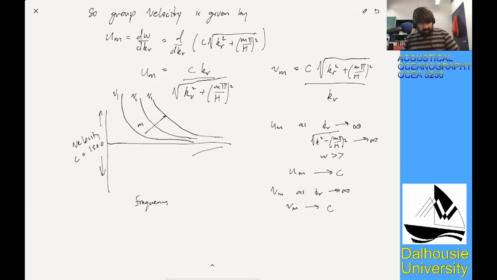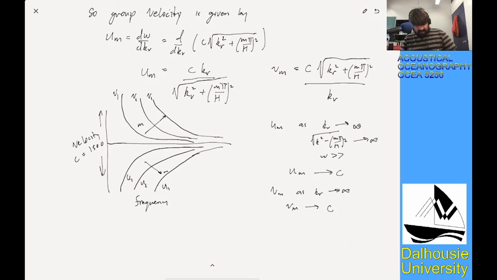And similarly, U1, U2, U3. So the interesting thing here is that the phase velocity is going to 0 as you go down lower in frequency. And I think this goes back to this idea of angles.